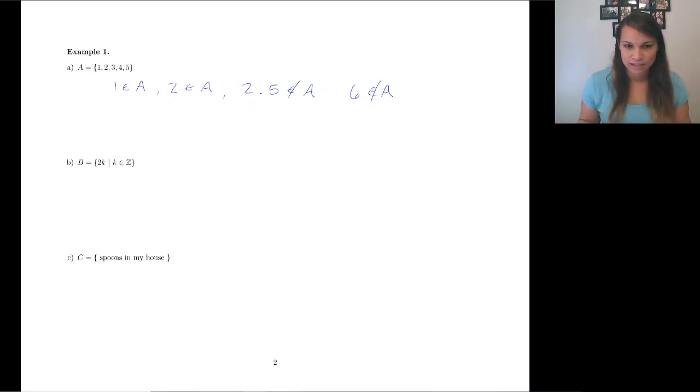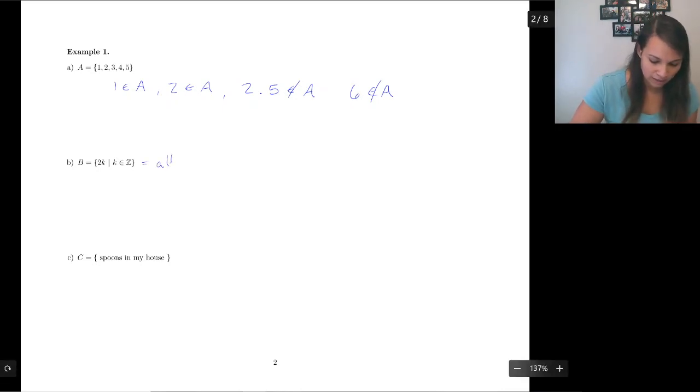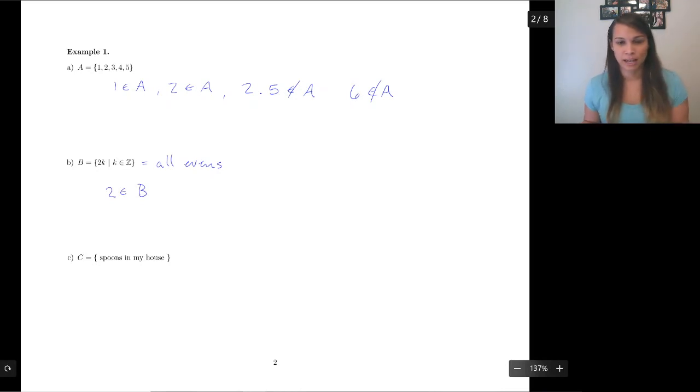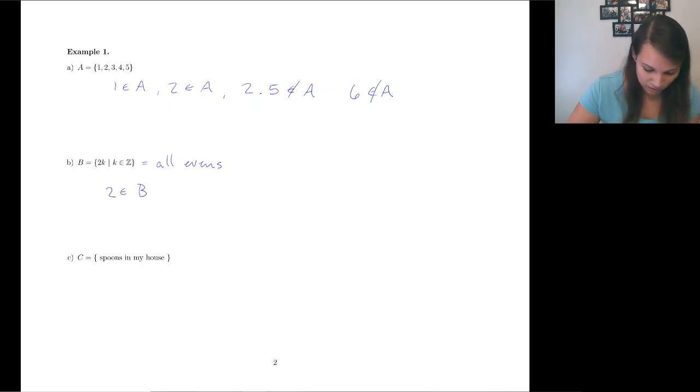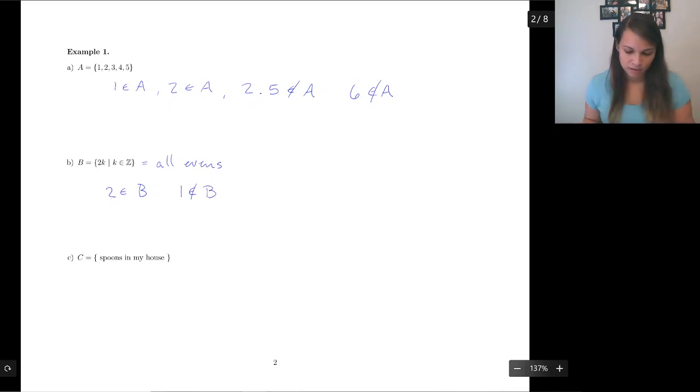Next, we've got B is equal to 2k, where k is in the integers, and hopefully this looks familiar. This would be the set of all evens. So for instance, 2 would be an element of B. That would be when k is equal to 1. However, 1 itself is not in B because you can't get an integer times 2 and get 1 out.